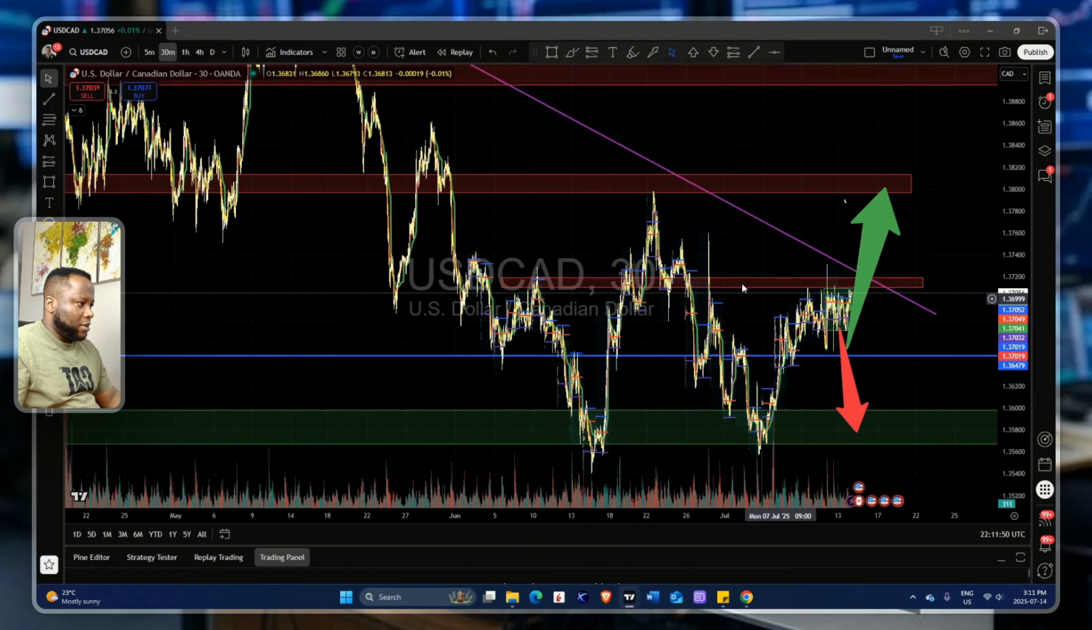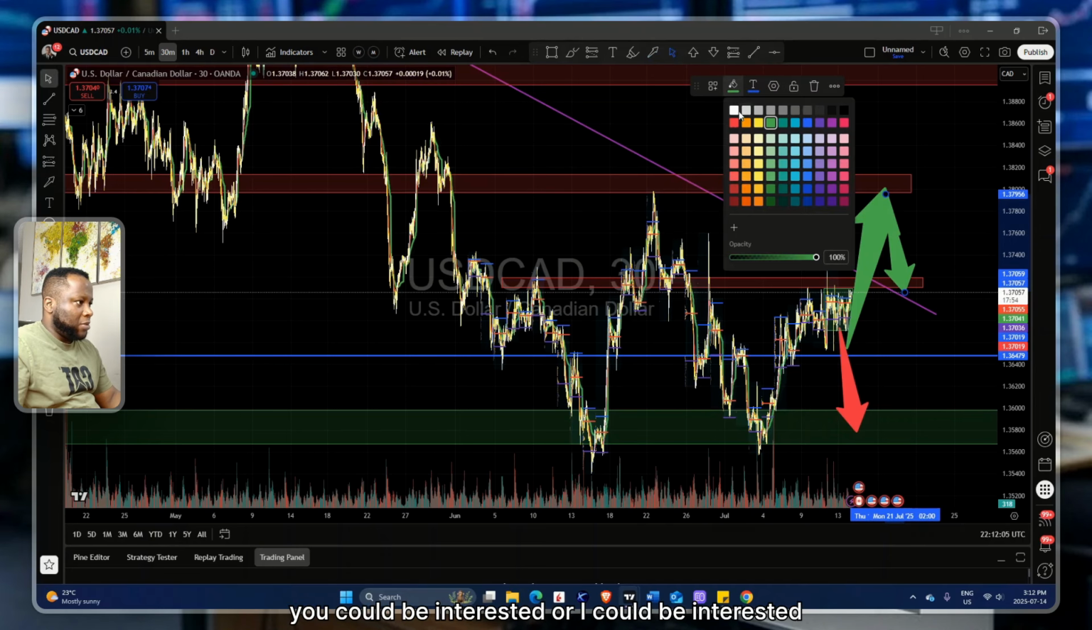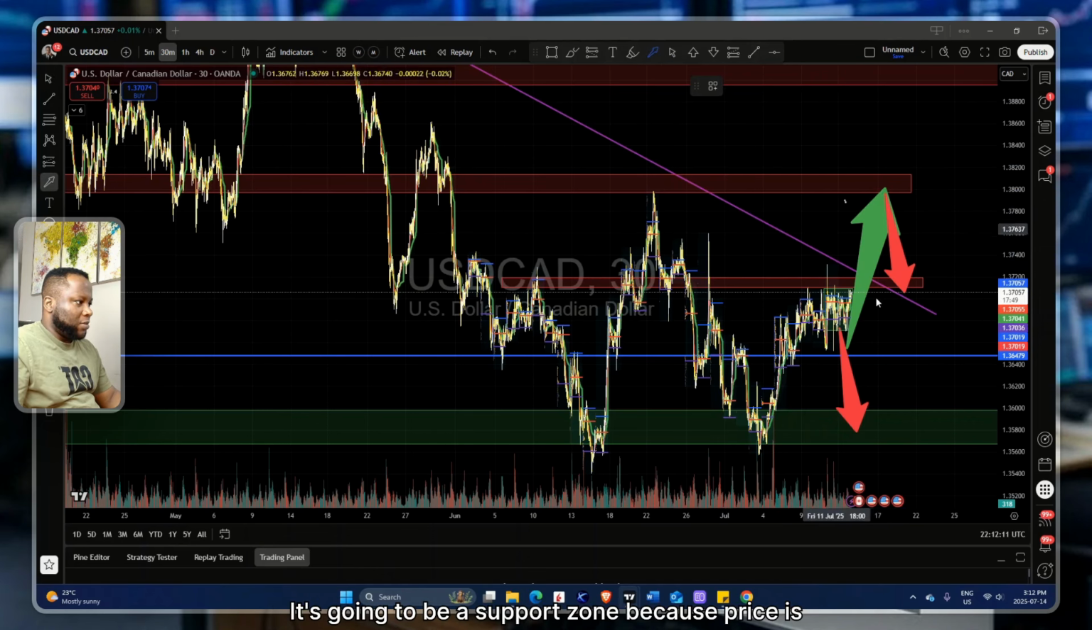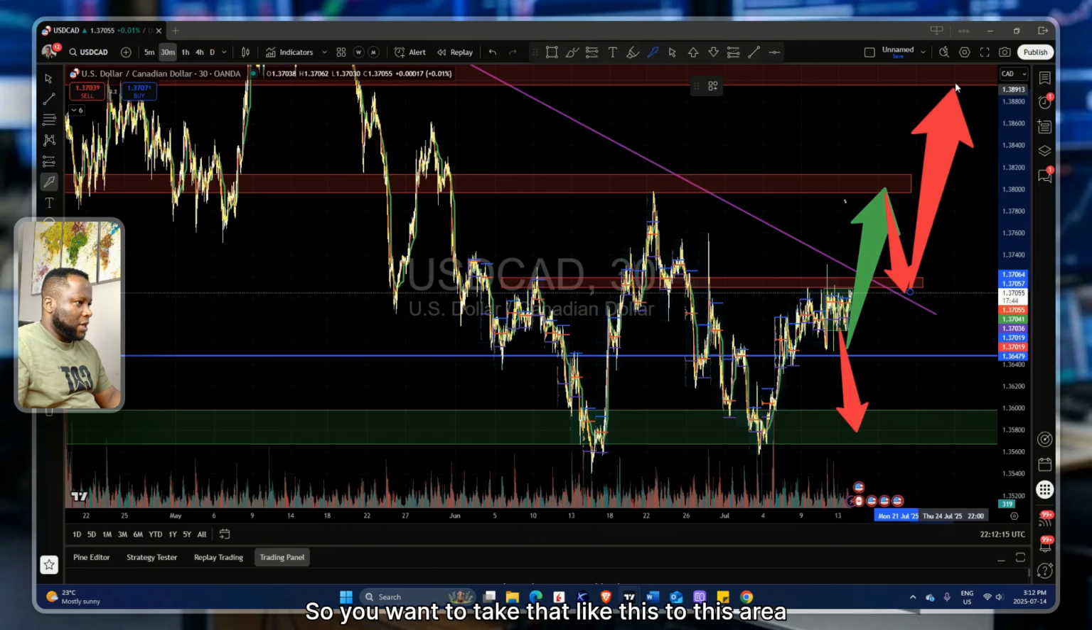See, we still have that resistance here. Price goes there and sells again. If we are to get above this box after the news, expect price to reach here and maybe retrace back to this box, where I could be interested in taking a buy, because this now becomes a support zone. It's going to be a support zone because price is having a difficult time going against this. So you want to take that to this area here if the news goes above it.